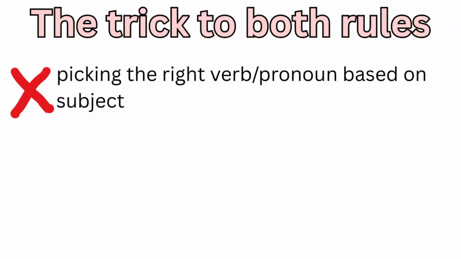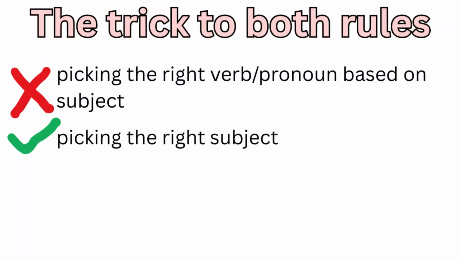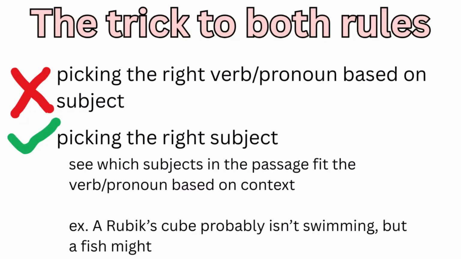For both of the previous grammar rules, the hard part about the questions isn't that you have to choose a verb or a pronoun based on the subject. Once you figure out the subject, that part's actually really easy. The hard part is deciding what subject the verb or the pronoun is matching with. There's going to be a bunch of different nouns in the entire passage, right? And you have to figure out which one applies to that verb or pronoun. So the best way I'd go about doing this is to try to plug each subject into that blank and see if it makes sense.